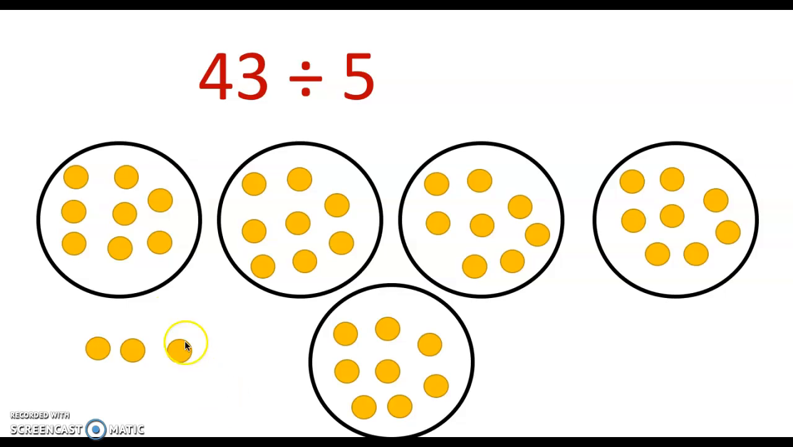To find our answer, let's count up how many cupcakes one person got. 1, 2, 3, 4, 5, 6, 7, 8. But we can't forget our cupcakes on the side. What would our remainder be? Yes, we'd have a remainder of 3.